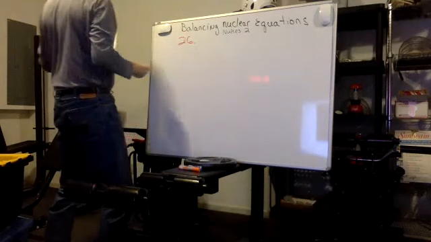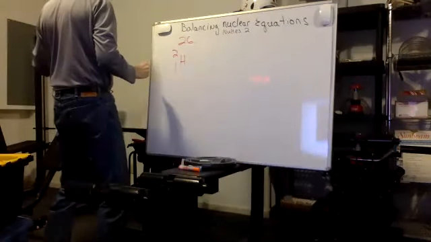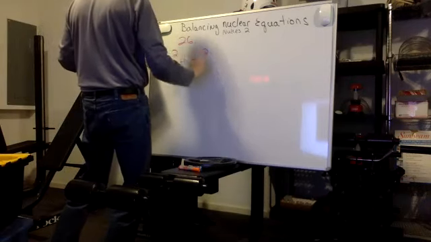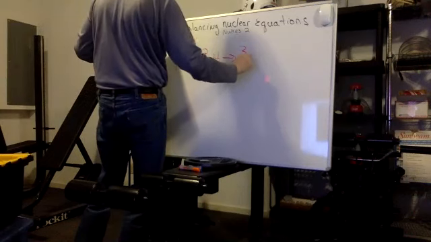Number 26. We got 2-1H plus 2-1H gives 3-2He plus a blank.